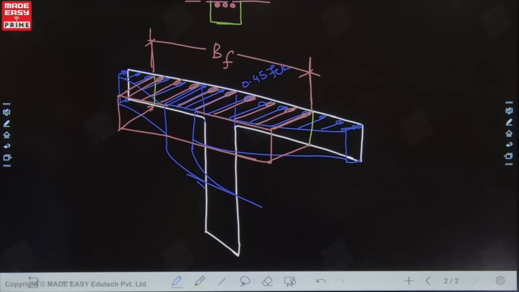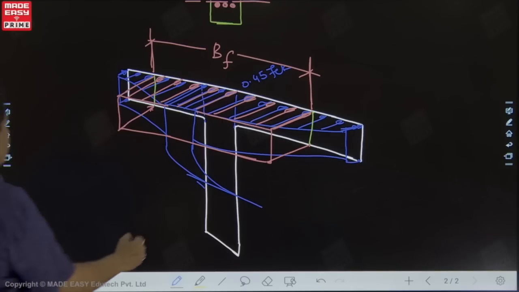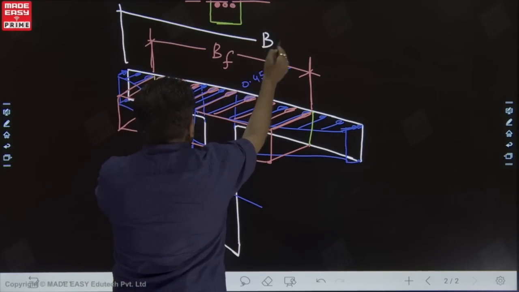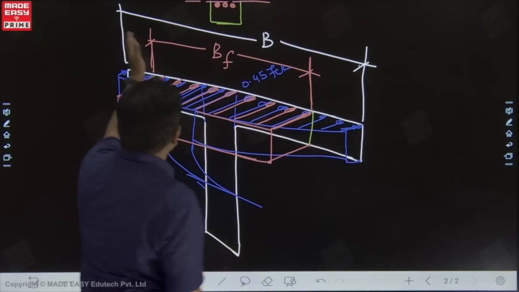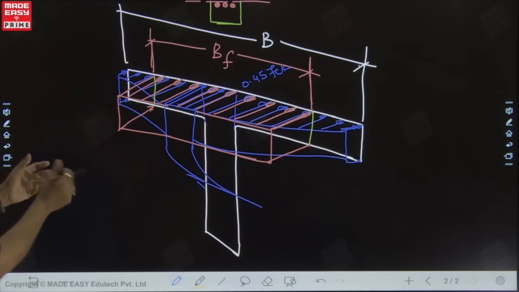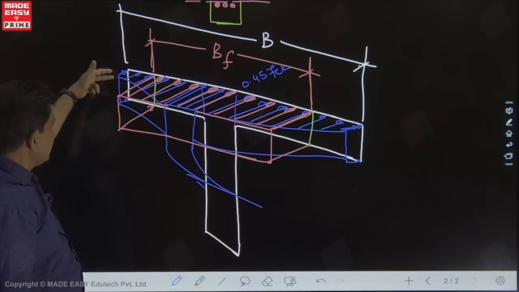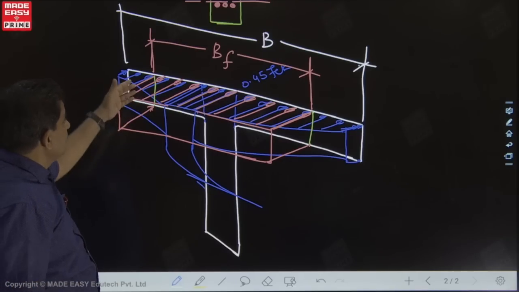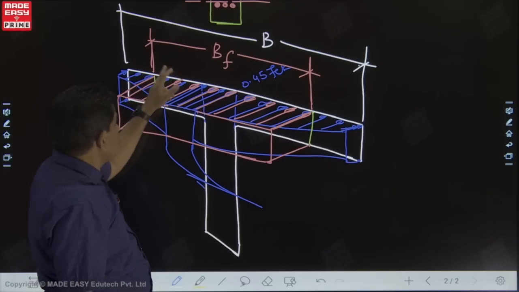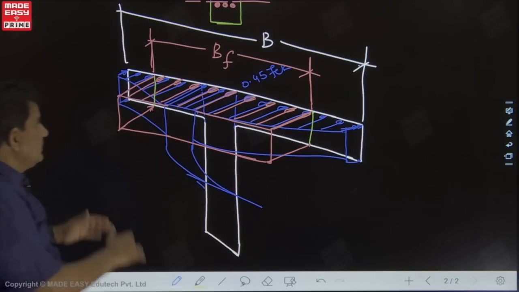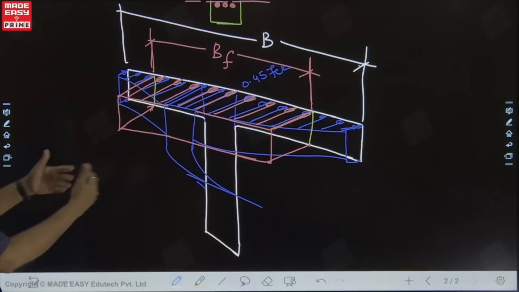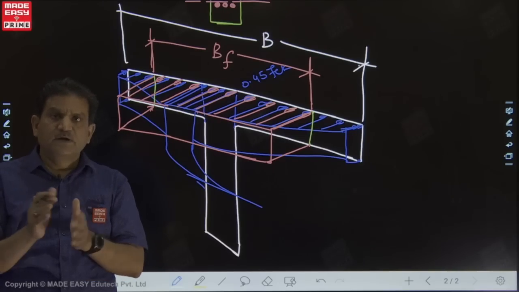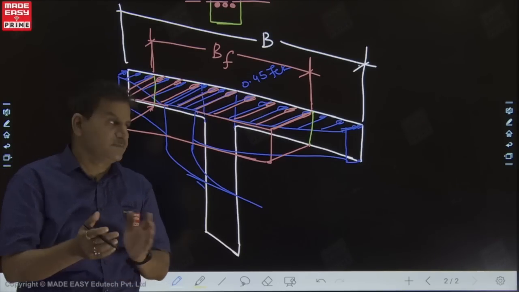The blue portion is the actual stress diagram, for full width B, the white portion of the T-beam shown here. Blue diagram is the actual stress diagram, and red diagram is the assumed stress diagram that we consider to calculate different values. So for that, we consider the BF value, so that a uniform stress in the flange portion can be considered for analysis. This is just to simplify the analysis.